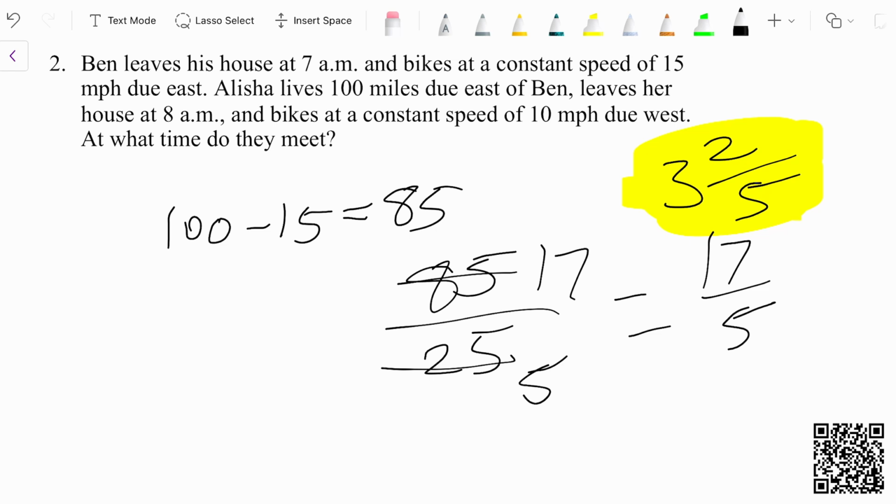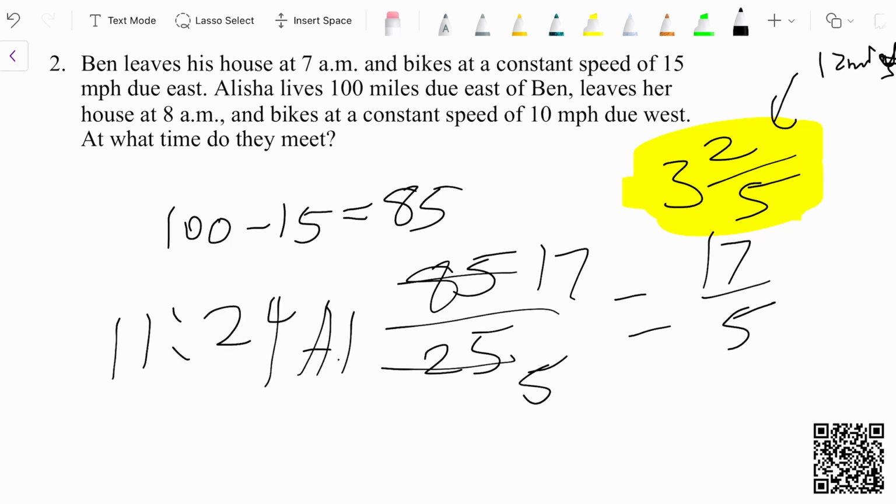So since we calculated from 85, that means that we're going to start from 8 a.m. and not Ben's 7 a.m., because we subtracted out Ben's 15 miles from the 7 a.m. already. So we just add 3 and 2/5 onto 8 a.m. Since 1/5 of an hour is 12 minutes, that means that 2/5 of an hour would be 24 minutes. So that means that it took them 3 hours and 24 minutes to meet, which we add on to 8 a.m., so 11:24 a.m., for what it's worth.